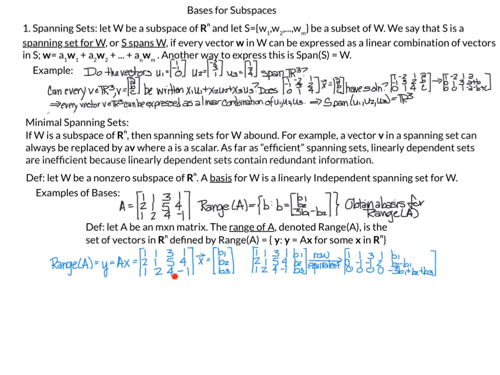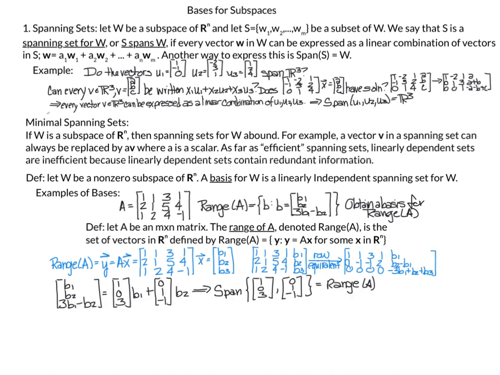So here I have the matrix A, my matrix x gives me y, so I solve the augmented matrix and I get this solution here. Now to get a basis for my range, which is b1, b2, 3b1 minus b2, I break this up so I separate b1 and b2.